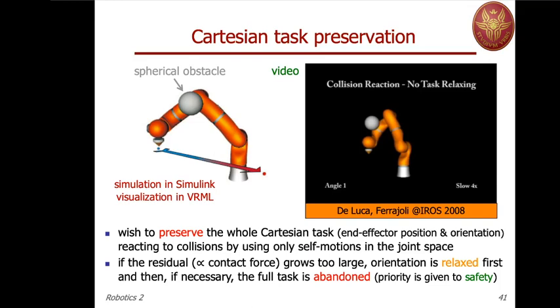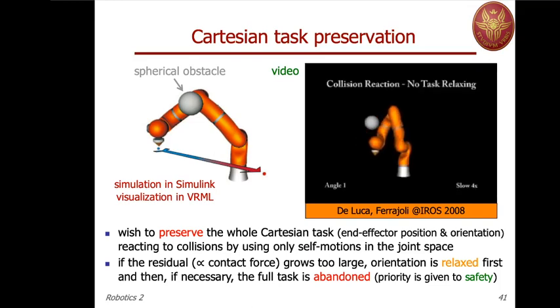Here there's no human involved, but in a general sense, safety means you don't want to interact too heavily with the environment, so have large contact forces. In this video you will see 3 cases. First, no task relaxation, and you will see how the reconfiguration is being performed in the joint space. Then relaxing the orientation because the residuals are not able to be reduced. This occurs by bringing closer the position of the spherical obstacle. And finally, a situation where you abort completely, or you abandon completely, the task.